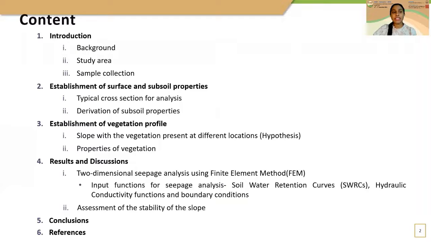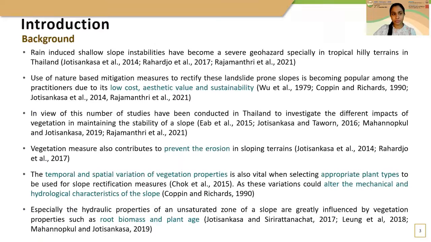First of all, let's see the content of today's presentation. It mainly includes an introduction to the background, study area and sample collection. The second topic is the establishment of the surface and subsoil properties as well as the vegetation profile. Under the results and discussion, I will discuss the two-dimensional seepage analysis using the finite element method. The last topics are the conclusion and references.